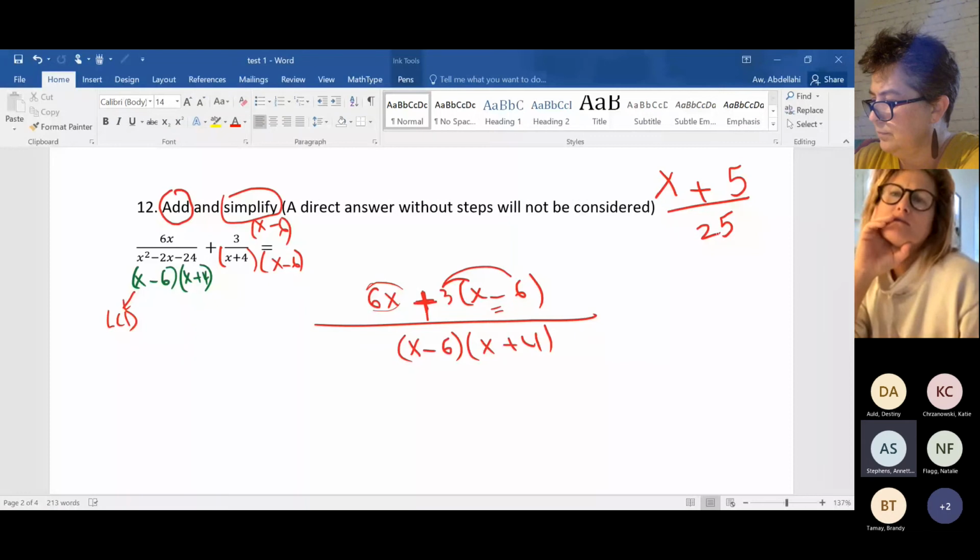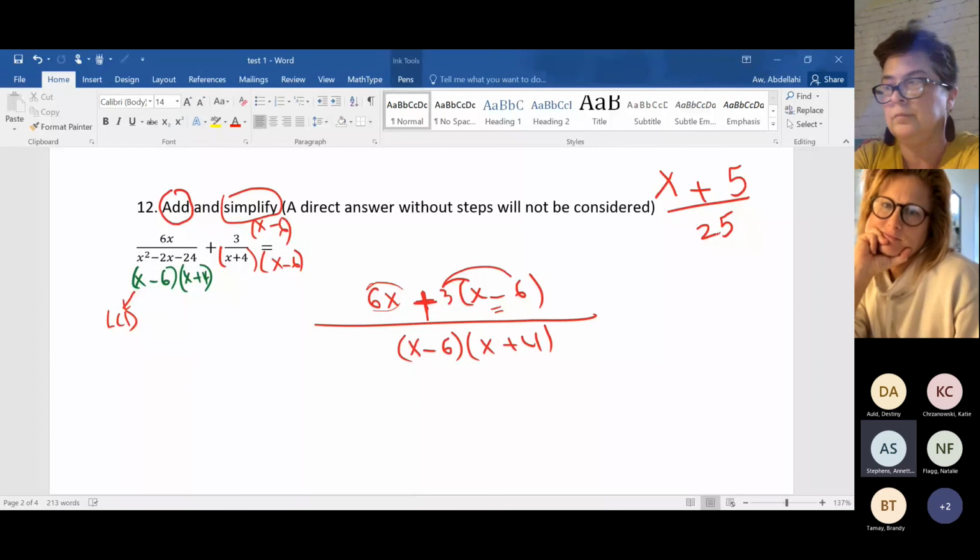I cannot simplify by 5. I cannot single out the 5 and then cross it out. That is a very common mistake in math, okay? A lot of students do that. So this is what I can do here.